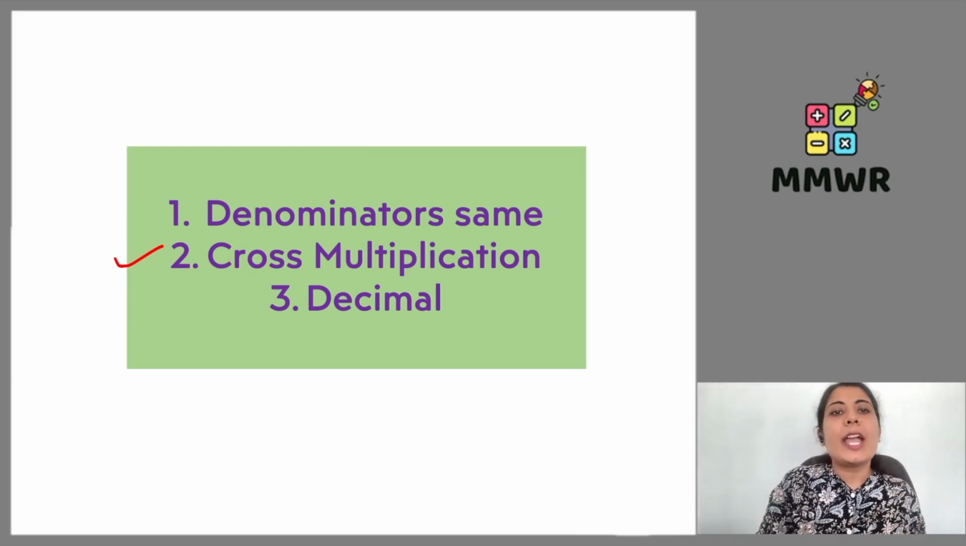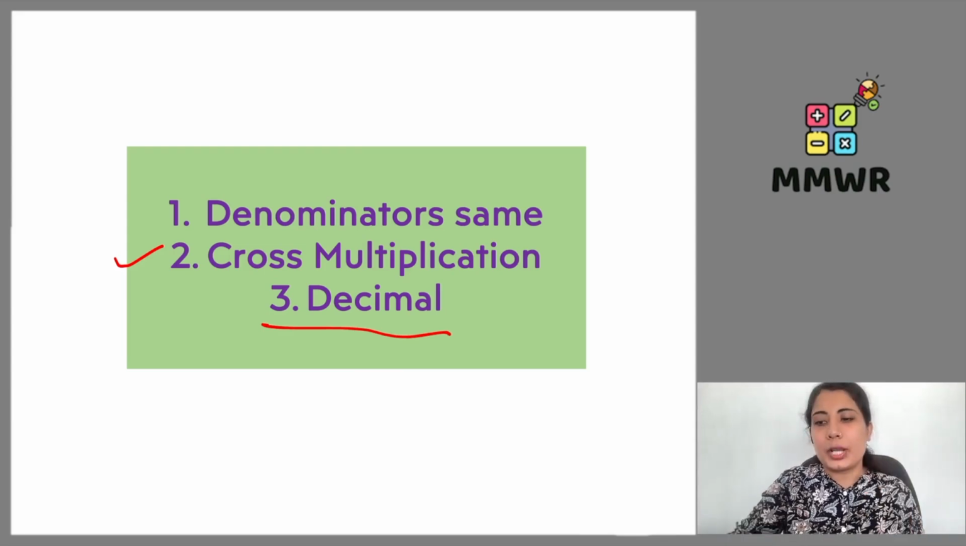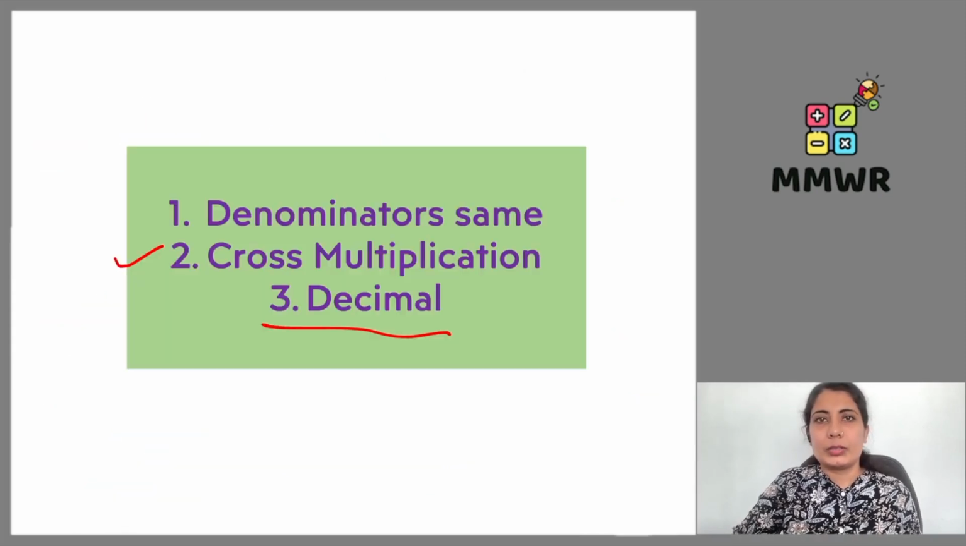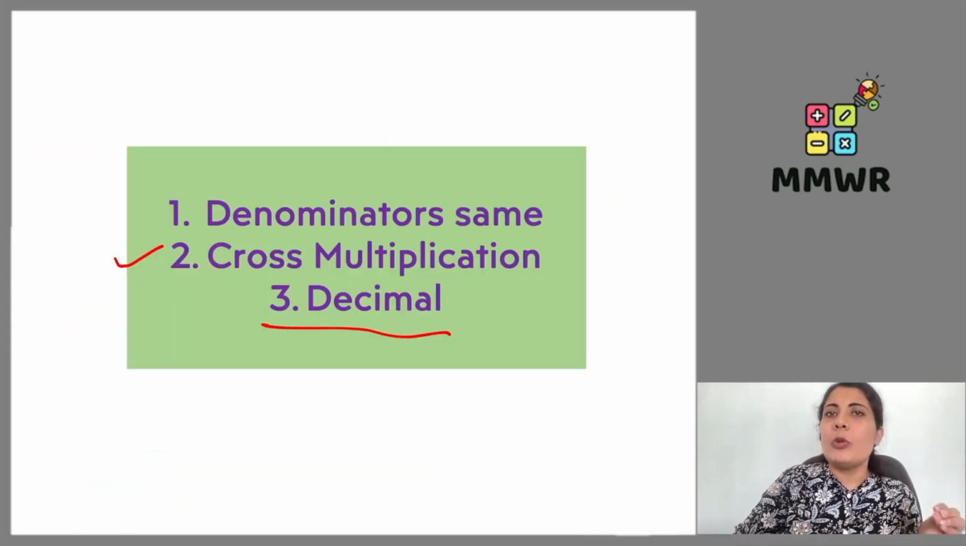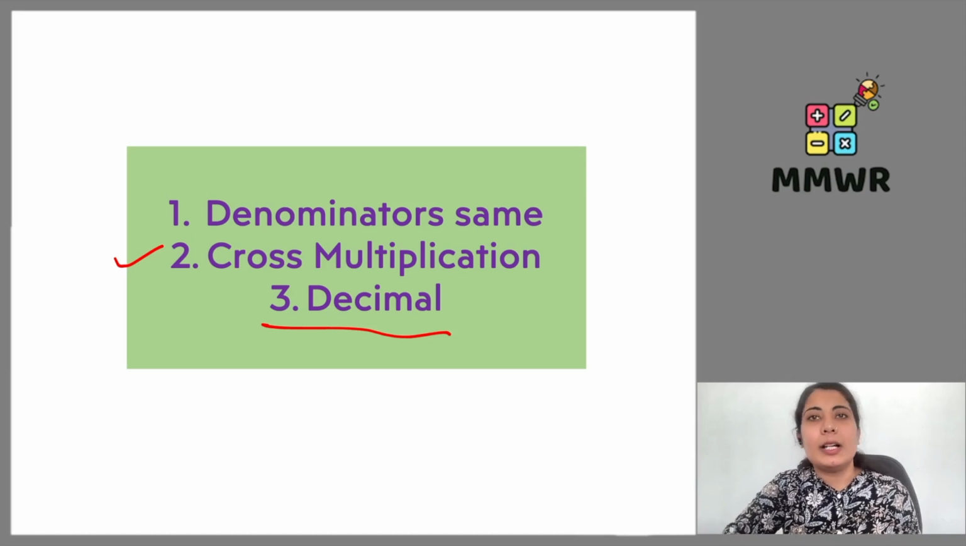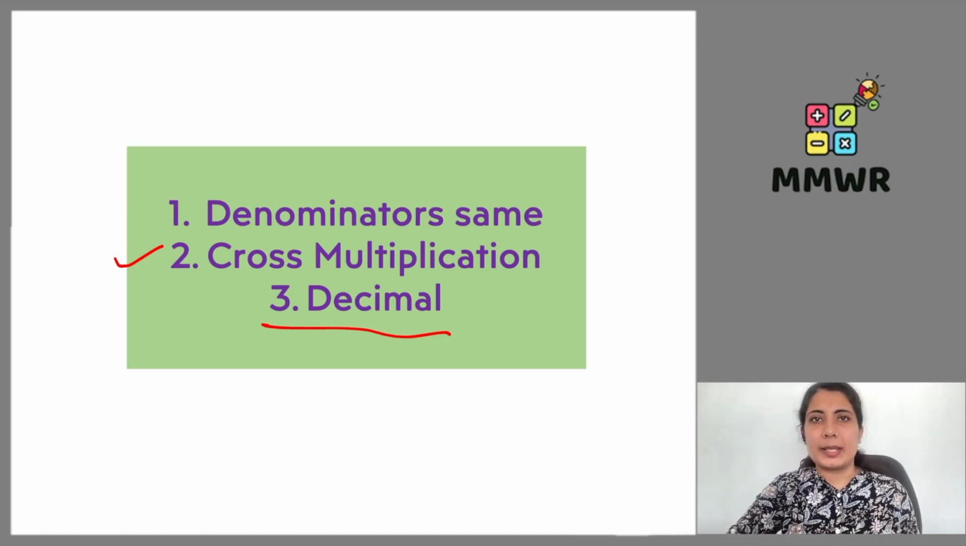Okay, then we have the decimal method. That means somehow we have to convert the given fraction into the decimal format, which will help us to get the answer. I hope you are understanding. So let's get started with the methods.